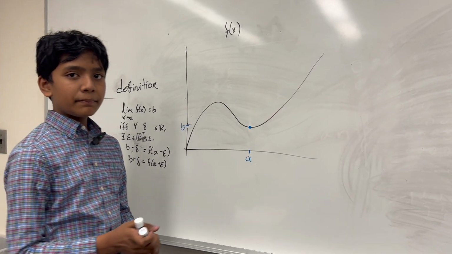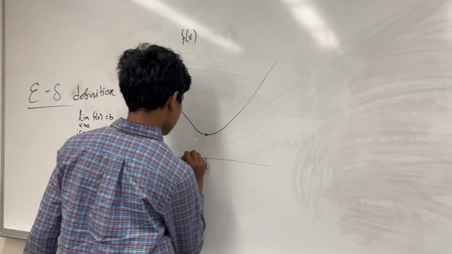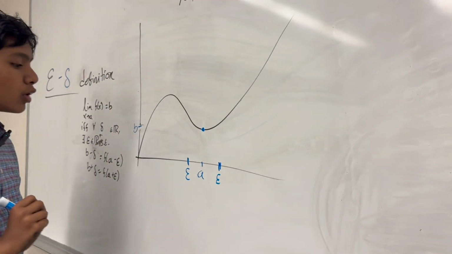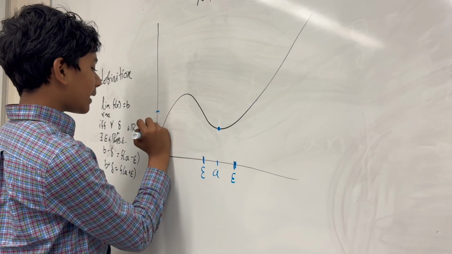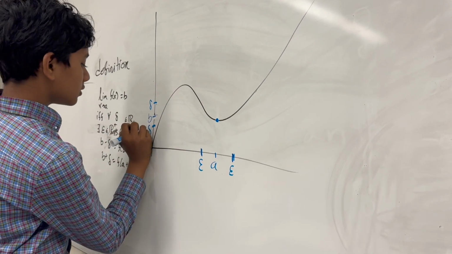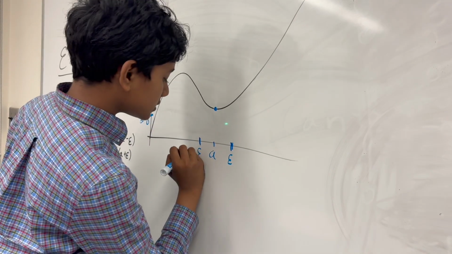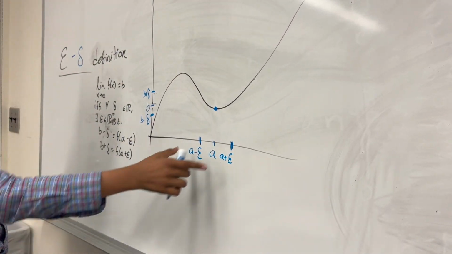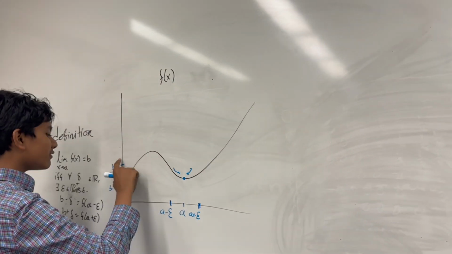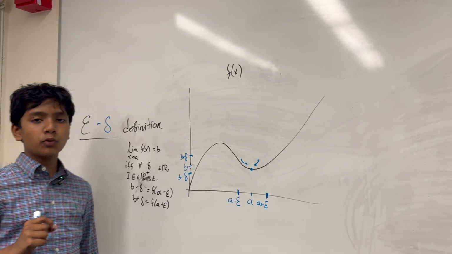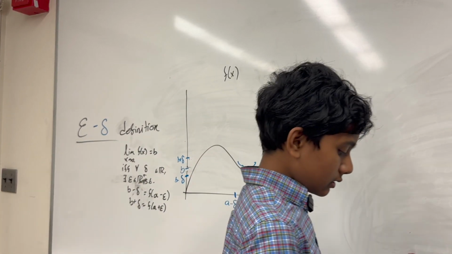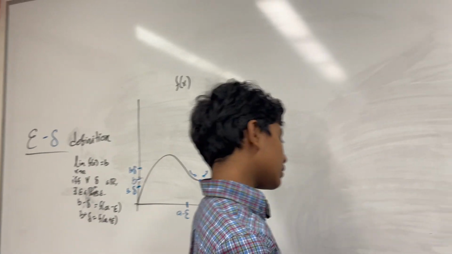In other words, that basically means that for whatever amount of precision you want on the x-axis, you can get that precision on the y-axis. So essentially, as epsilon gets smaller and smaller, so you get closer to this point, the y values also converge on this point. So that's essentially a way to define limits. But not good enough.